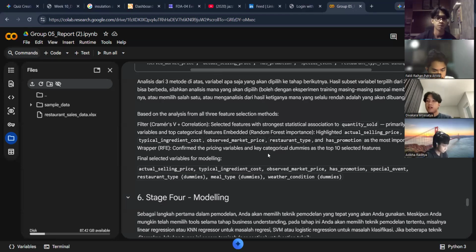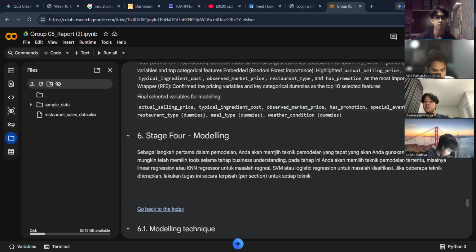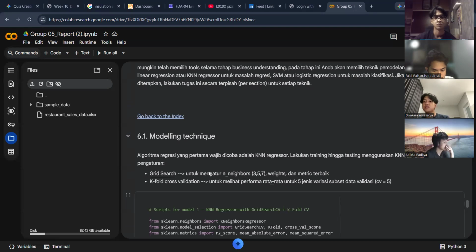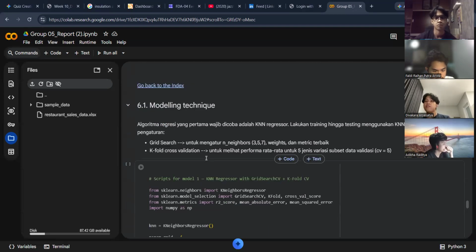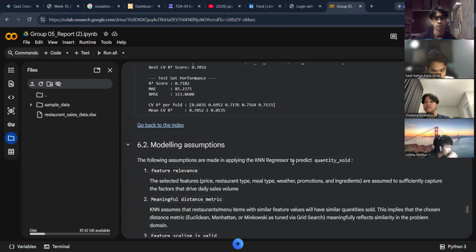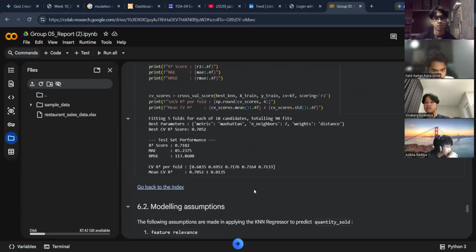Okay, thank you, Najma. So in the modeling stage, we trained and compared 3 regression algorithms. All models were tuned using GridSearchCV with 5-fold cross-validation to ensure good generalization. The data was split 80% training and 20% testing, using a random state of 42 for reproducibility.